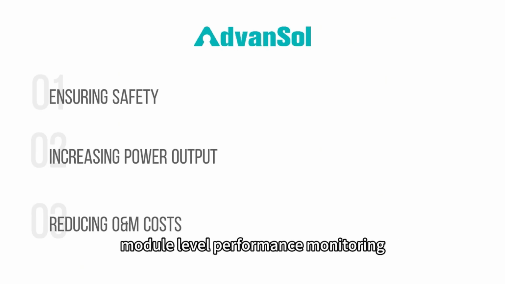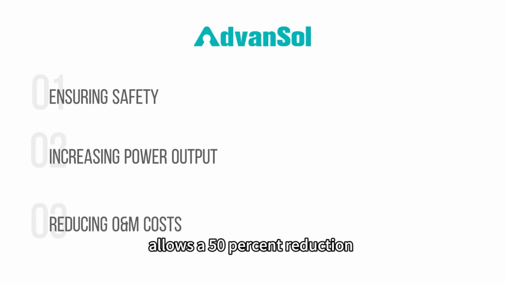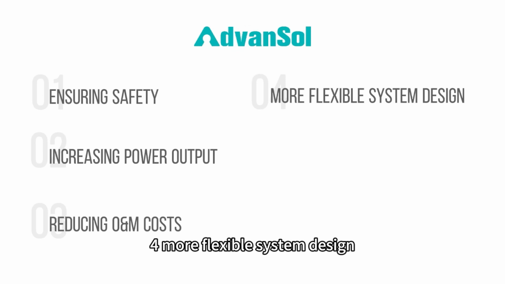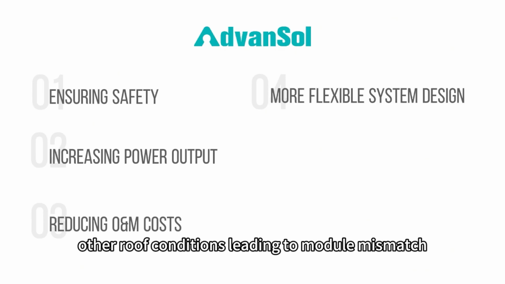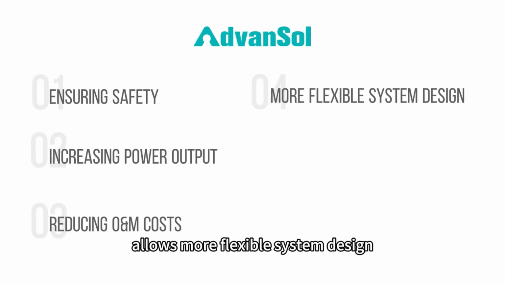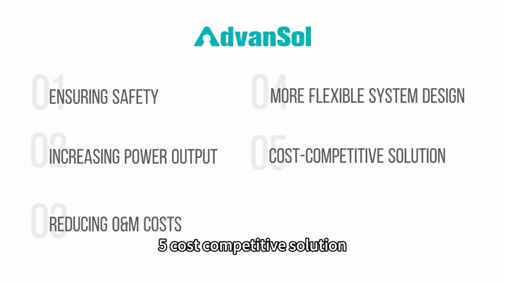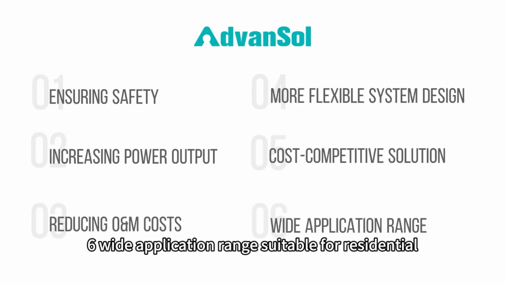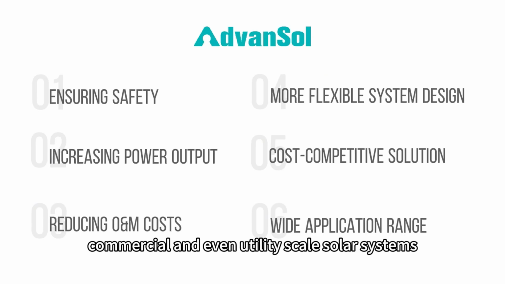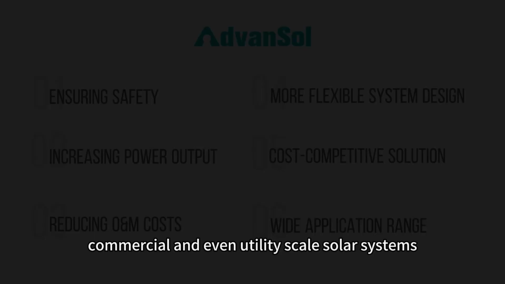3. Reducing operations and maintenance cost. Module-level performance monitoring allows a 50% reduction in O&M cost. 4. More flexible system design. Regardless of shading, orientation, or other roof conditions leading to module mismatch, allows more flexible system design and maximum rooftop utilization. 5. Cost-competitive solution. 6. Wide application range, suitable for residential, commercial, and even utility-scale solar systems.